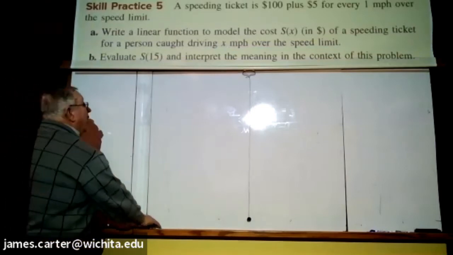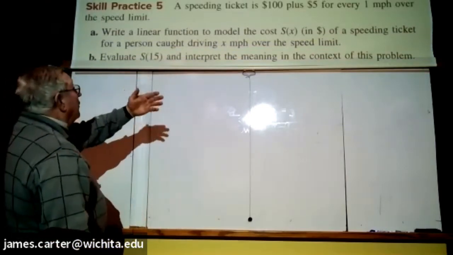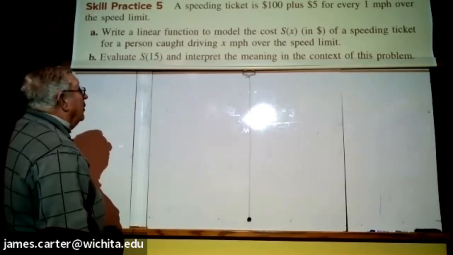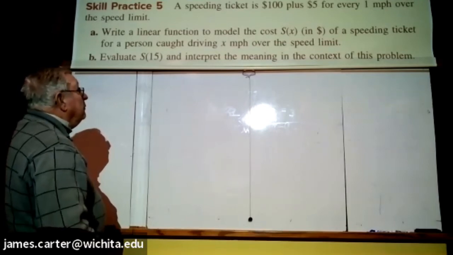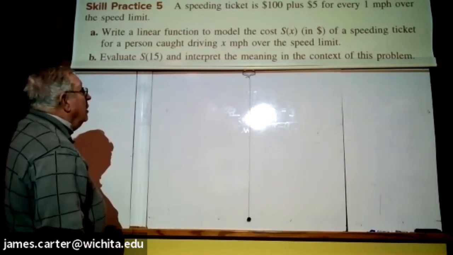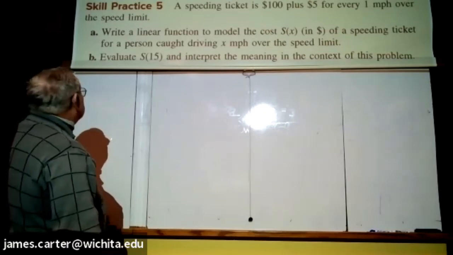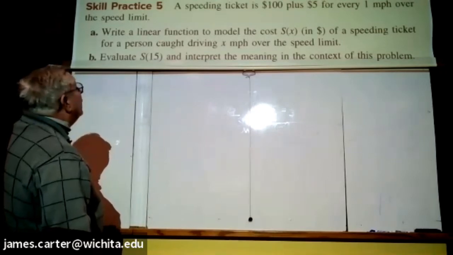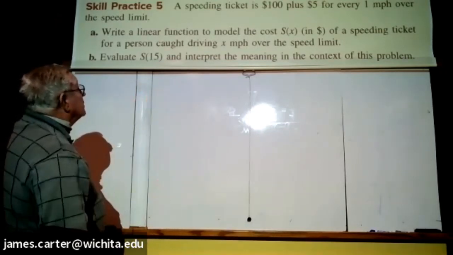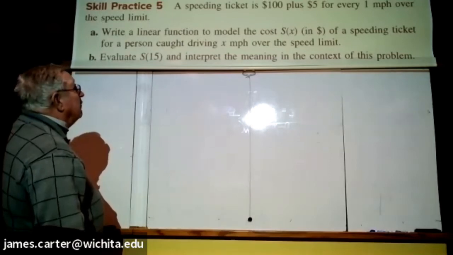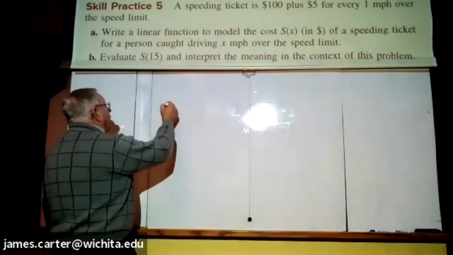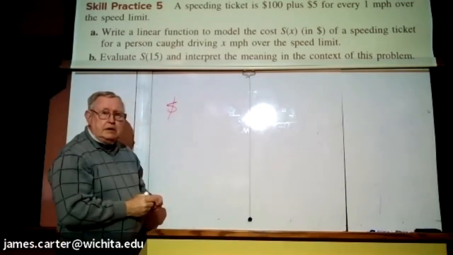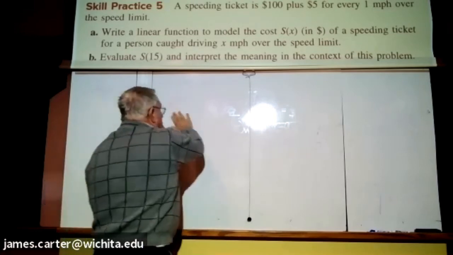Okay. Now, when this says write a linear function to model this, then what you're wanting to know is what's a speeding ticket going to cost if you go that much over. And what does it tell us? It says it's $100 plus 5 for every mile an hour over. So the cost, that red doesn't show up very well.